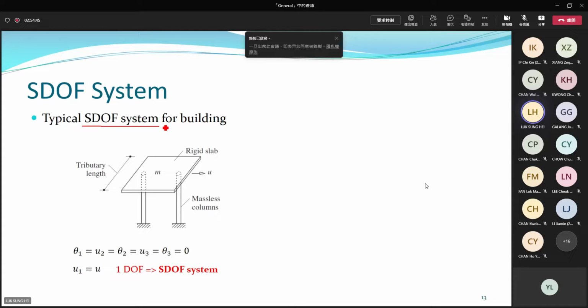which means we only consider one particular U. Say, for example, we consider this horizontal movement due to wind load or other effects. The other displacements are all equal to 0. That's why we call it single degree of freedom: we just consider one particular movement, one translational movement.